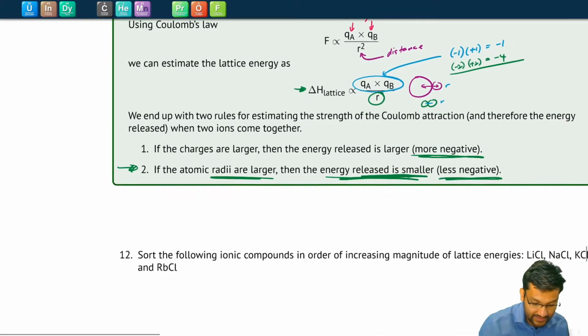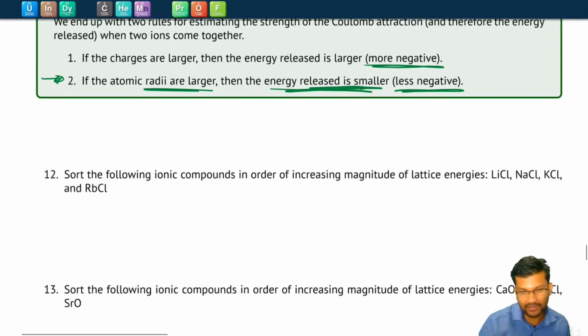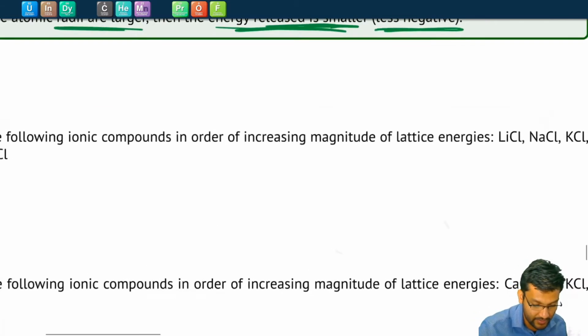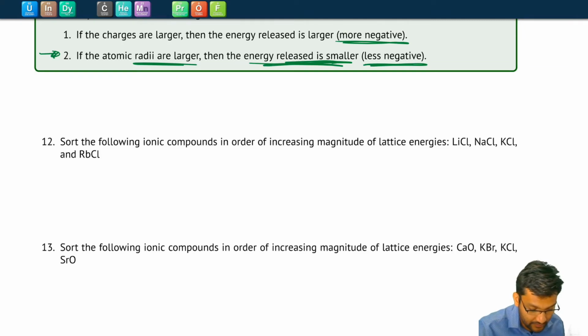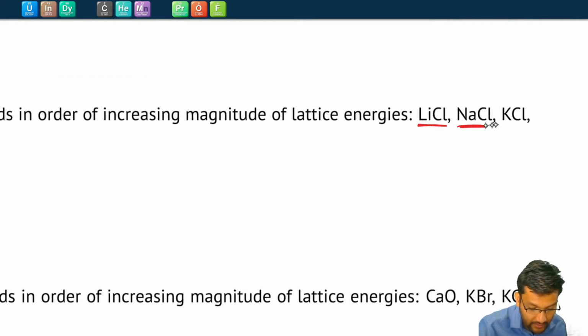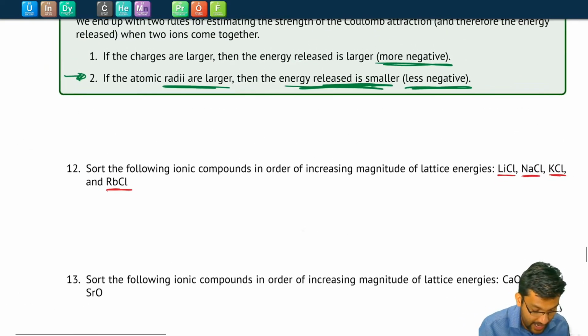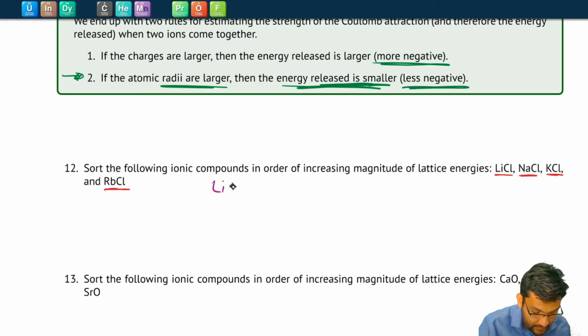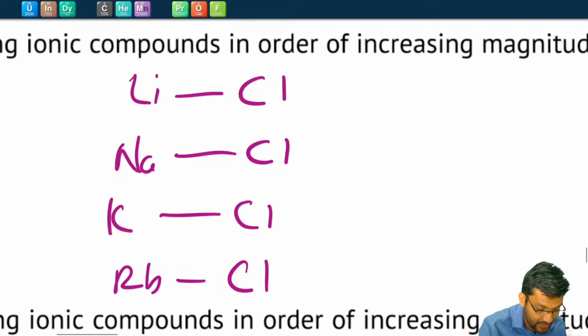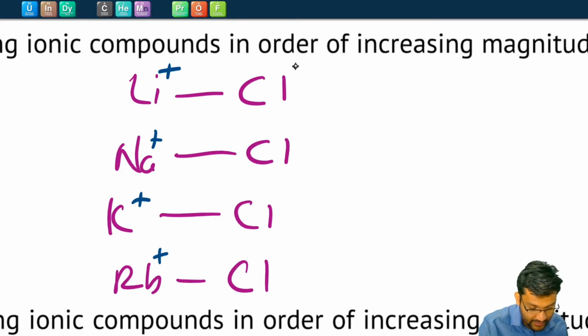Let's use this idea to figure out relative lattice enthalpies for various ionic compounds. Let's look at number 12. We have lithium chloride, sodium chloride, potassium chloride, and rubidium chloride. They're all chlorides. I will write them down. Because these are ionic compounds, I'm also going to put their charges. These are all in the first column of the periodic table, so they have a +1 charge, and chlorides have a negative charge.